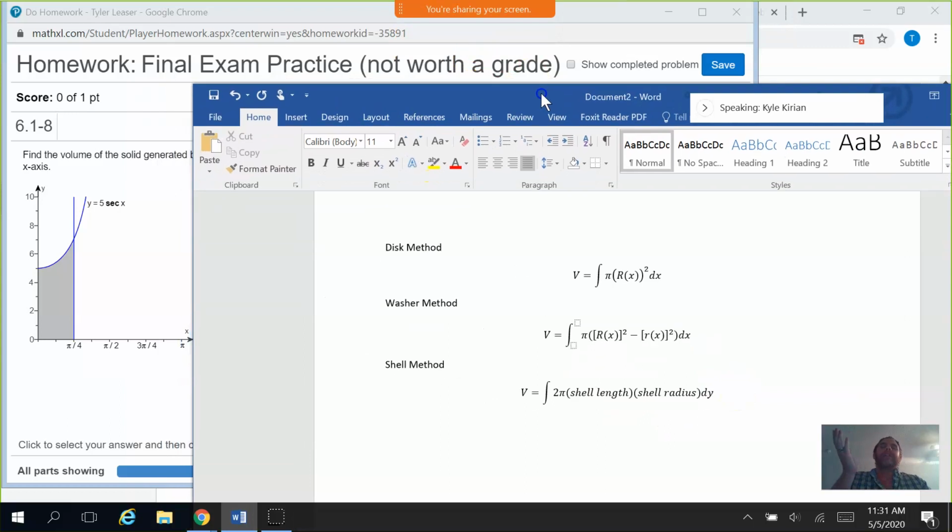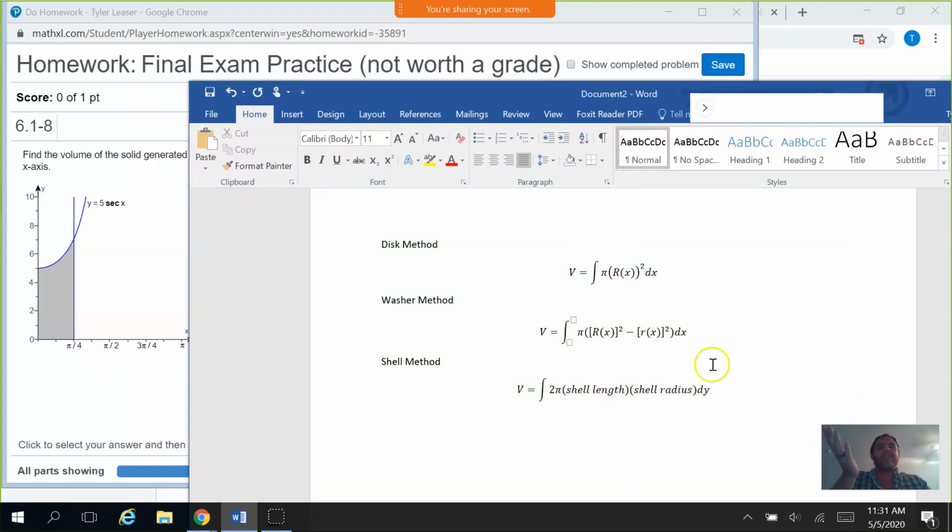Okay. Not only do you need to have these in front of you, so make sure. Oh, I think I emailed out a formula sheet. Did I? Like a final formula sheet to you guys? Have I done that yet? If not, then I will.